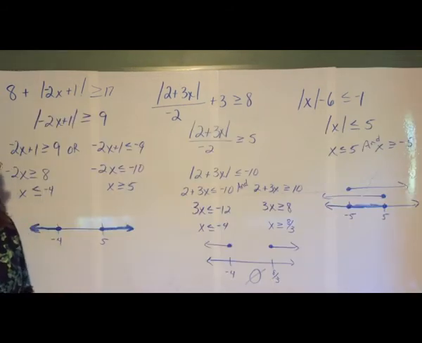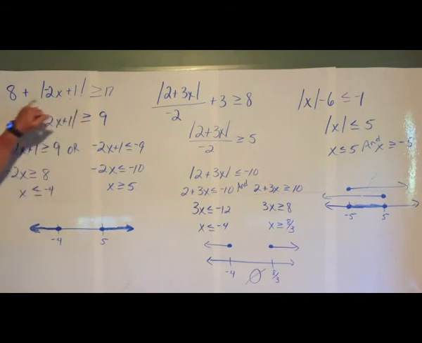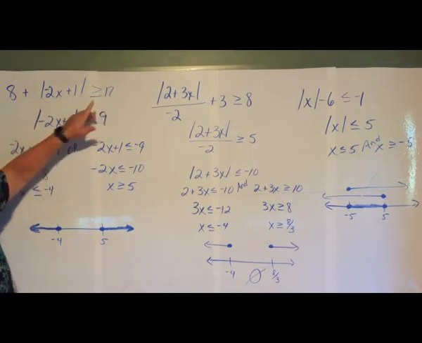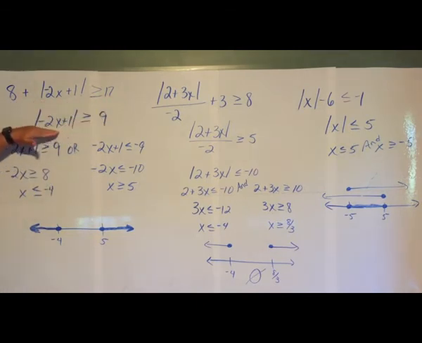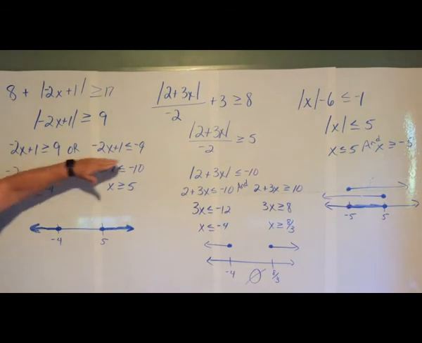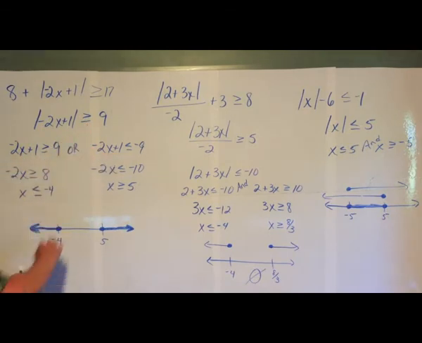Here are the answers to those problems. I'm just going to go through a couple of highlights for you. The first thing I did here was get the 8 on the other side so that I just had the absolute value alone. I have to do that in order to be able to set up the 2 inequalities. My 2 inequalities are here. It's an OR because when I turn that clockwise, it looks like a V.